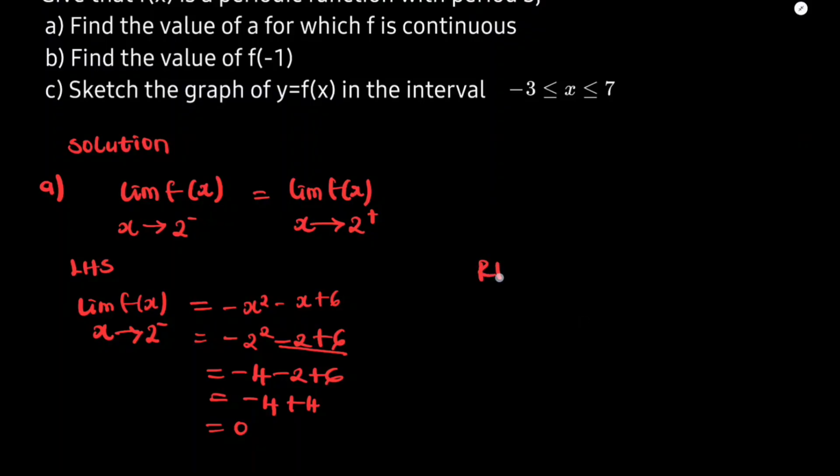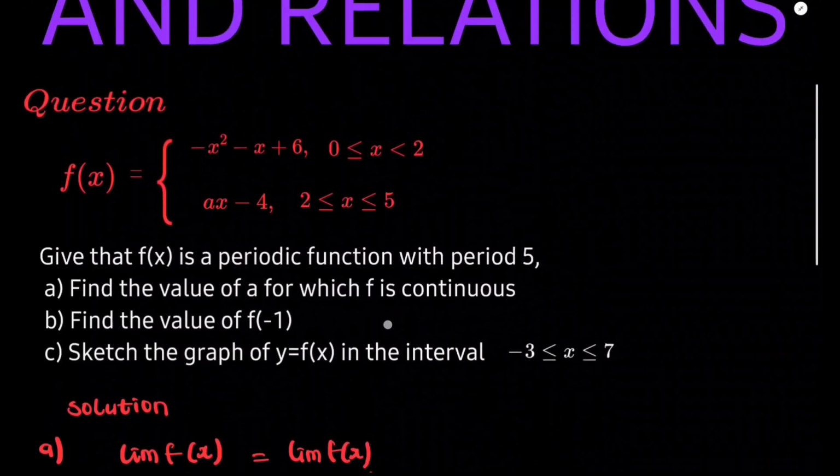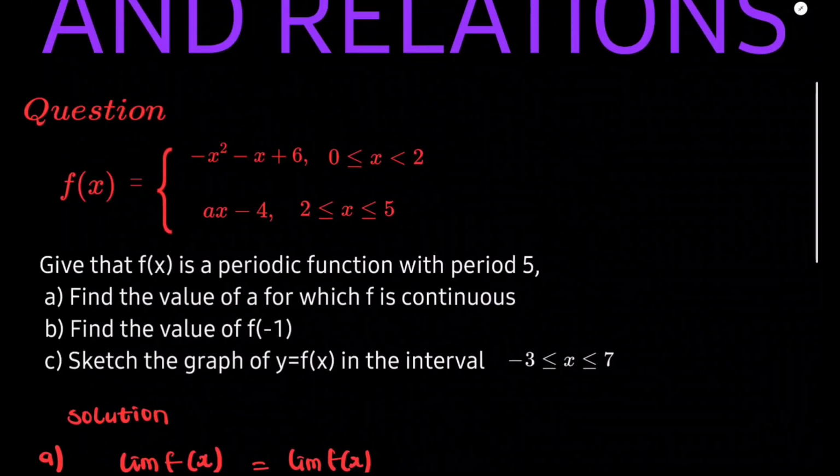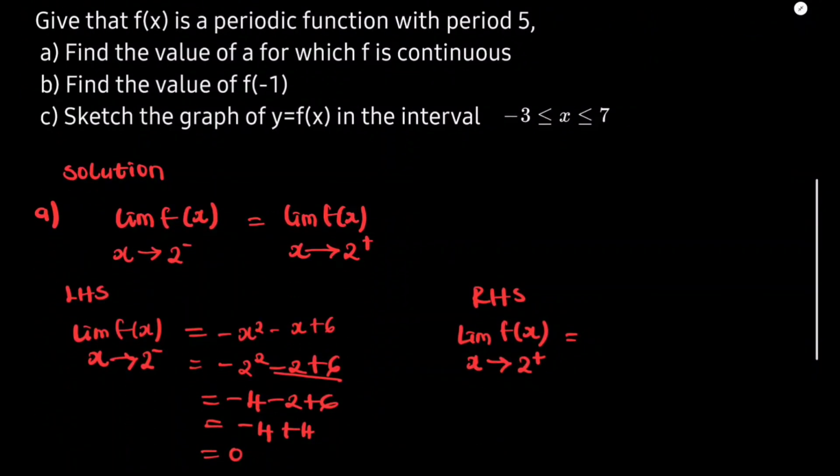Let's take the right hand side. We have the limit of f of x as x goes above 2. Here x is greater than 2, so we have ax minus 4. We substitute x with 2, so we are going to have 2a minus 4.